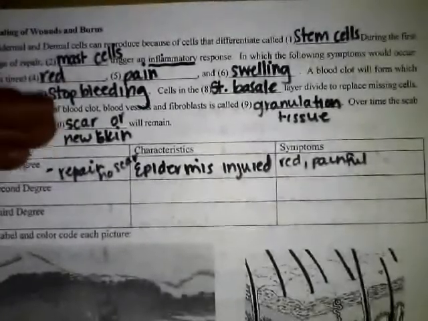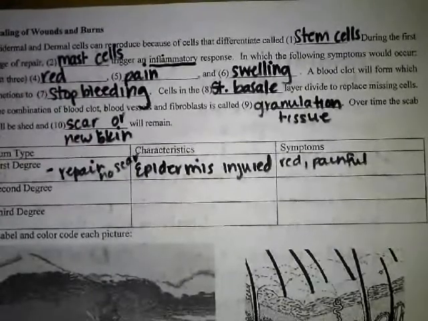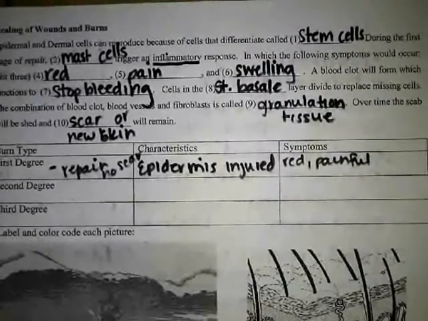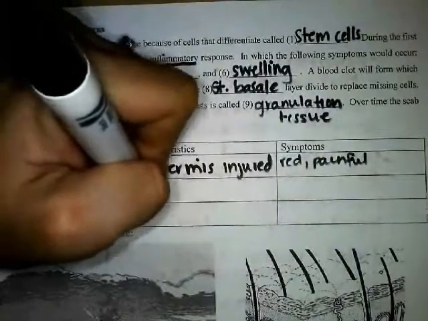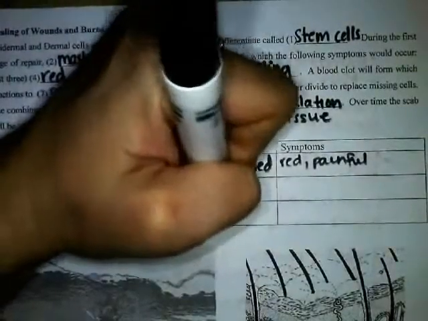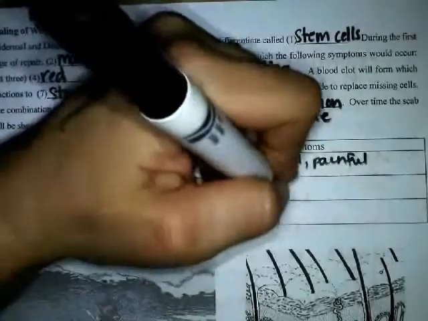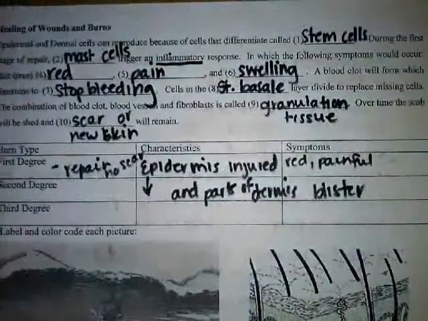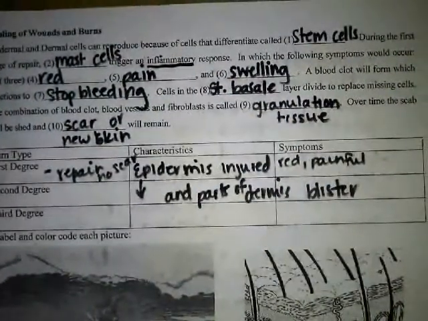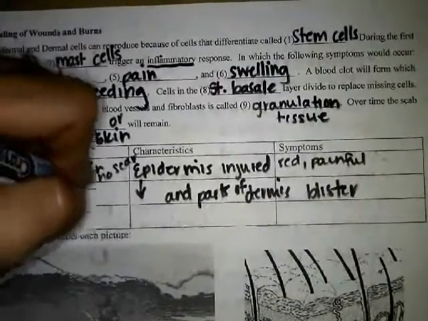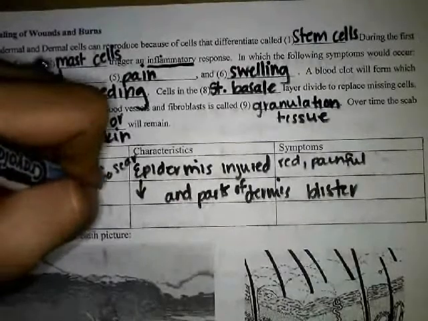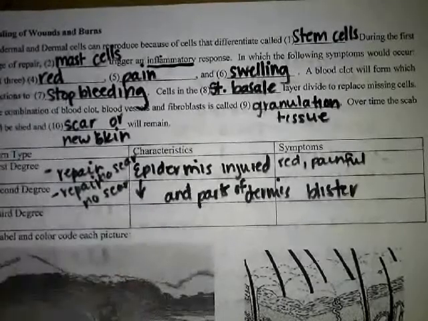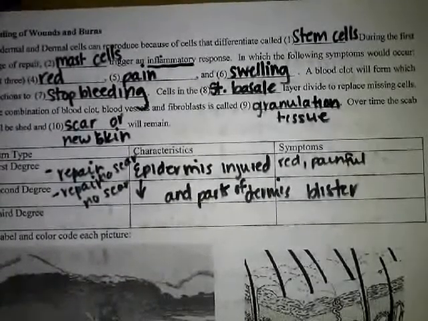A second degree is a little bit worse. They go from least worrisome to most worrisome. Second degree, you have the epidermis injured and parts of the dermis are injured. This one's going to blister. That's the significant symptom of a second degree burn, if you see blisters. This one will also repair itself with little to no scarring, because the dermis and the epidermis have those stem cells, they can repair themselves.